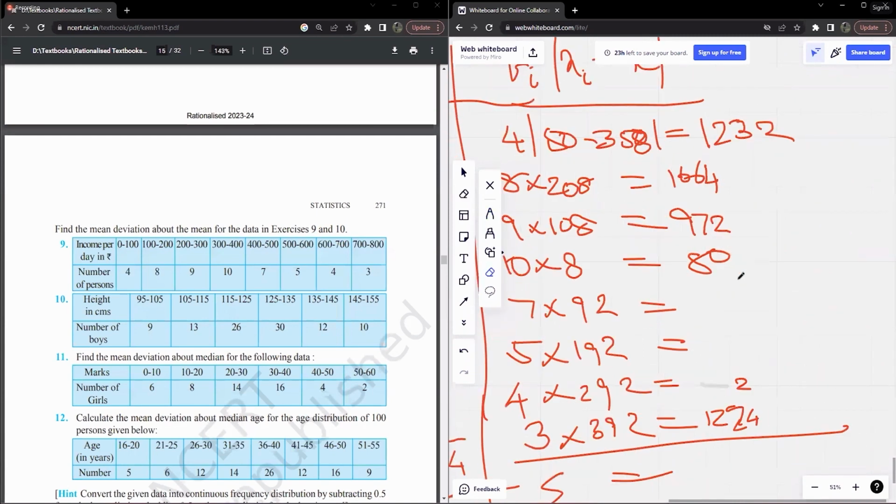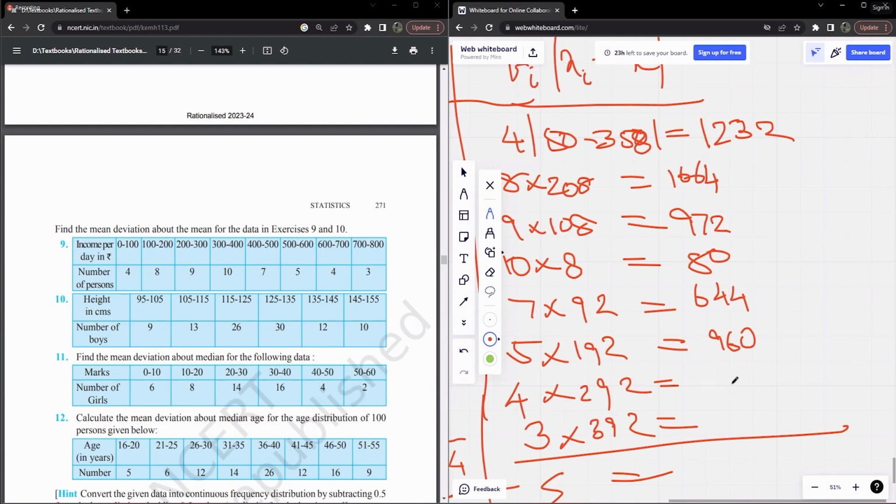Right? 7 nines are 63, 630 and a 14, that is going to be 644. Then I'll have 5 into 192, right? 19 plus 95. So I'll have a 960 over here. This is 4 into 292. 29 fours are, it's going to be what, 116, right?